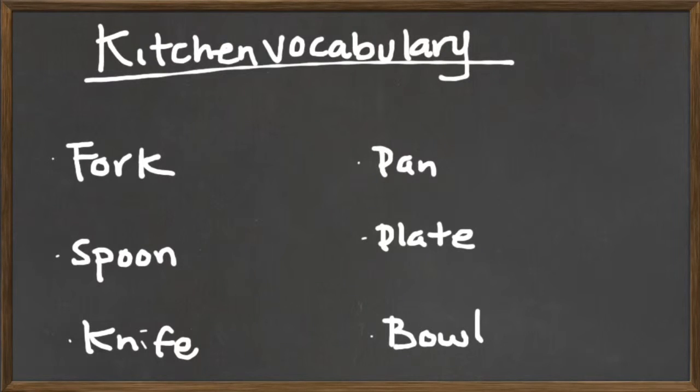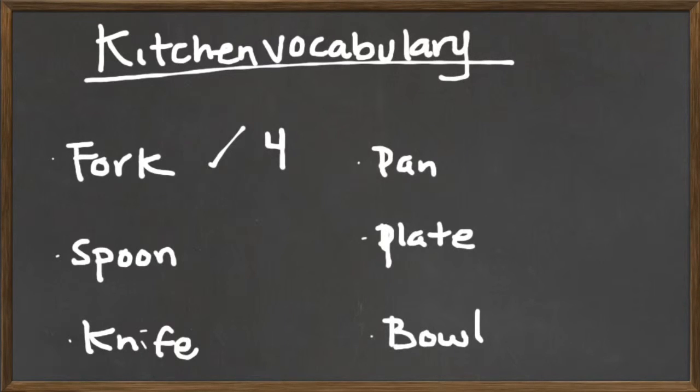Let's move on. Now we have some kitchen vocabulary. I'm just going to explain these. I'm pretty sure you know about these, but I'm just double checking with you guys. So the first one is fork, fork. A fork. I'm going to try to draw one here. It's just a fork. Oh my God, my drawing skills are pretty bad.